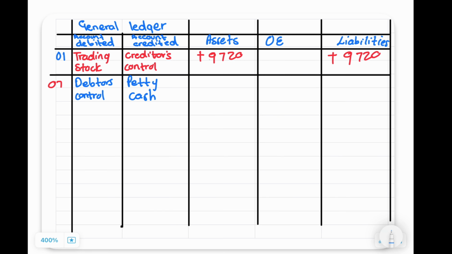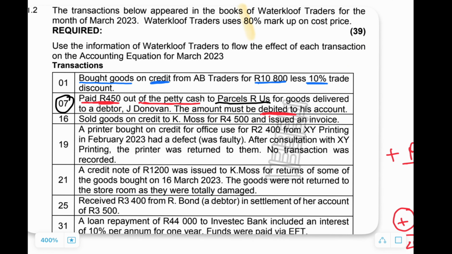So we said both of these accounts are assets, which means the effect will be shown only in assets. We don't have an owner's equity account that is affected, and we also don't have a liability account that is affected. You can write a dash or a 0. With the debtors control account, we said that it is increasing, right? Which means it is going to be a plus 450 into our debtors control account, and then minus 450 from our petty cash. And both these amounts are shown in the assets because both these accounts are assets. Okay, moving on to the 16th of March 2023.